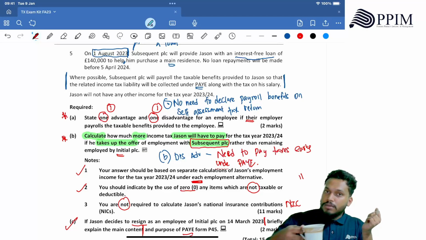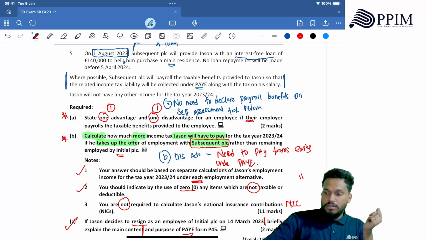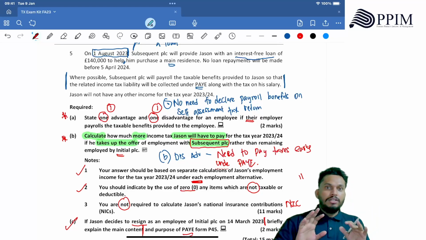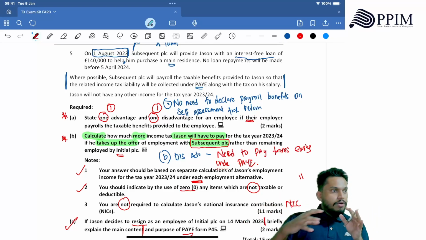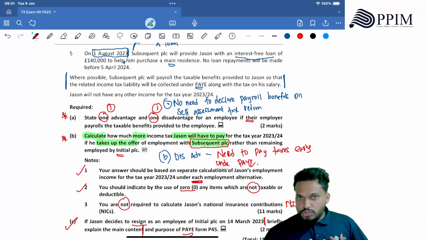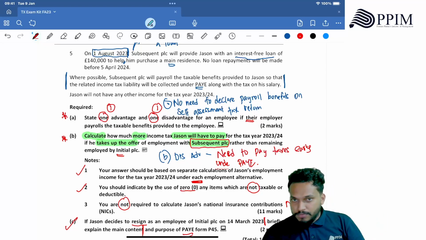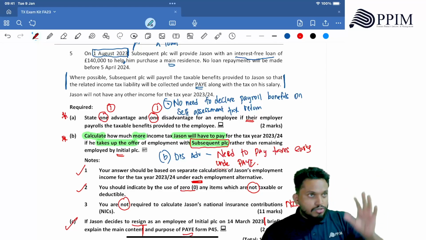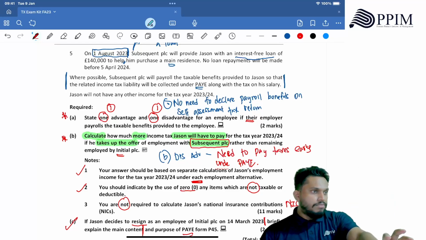Why are we subtracting PAYE? Take all the employees' income. You need to understand something: income tax is different from whatever the employer pays. As an individual, you need to tell what benefits you receive throughout the year. So technically you say, including PAYE, this is what I have received.